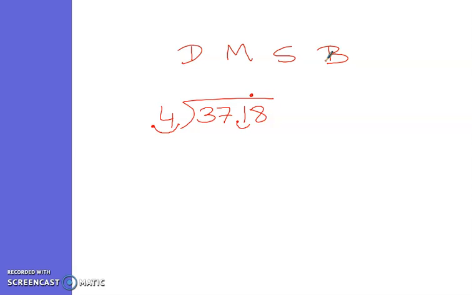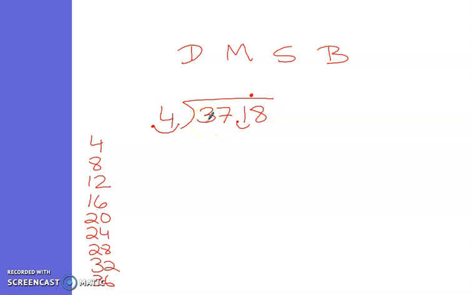So if we don't know our 4s, we list them to the side. 4 plus 4 is 8, plus 4 is 12, plus 4 is 16, plus 4 is 20, plus 4 is 24, plus 4 is 28, plus 4 is 32, plus 4 is 36. Another one would give me 40, which actually will be too big. Okay? Now, will 4 go into 3?